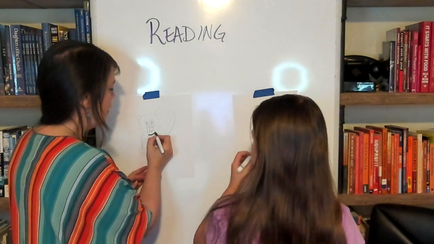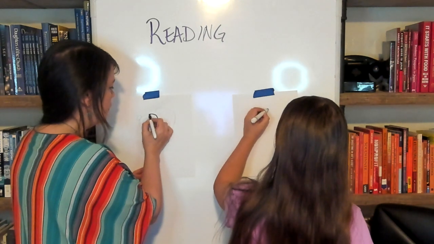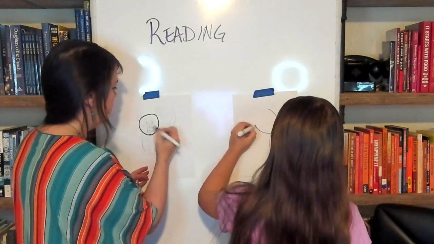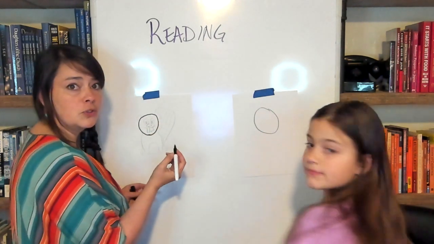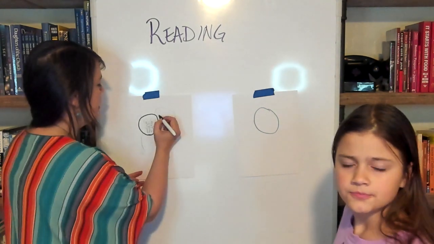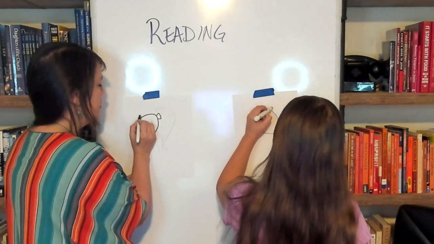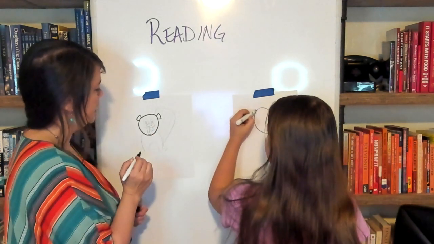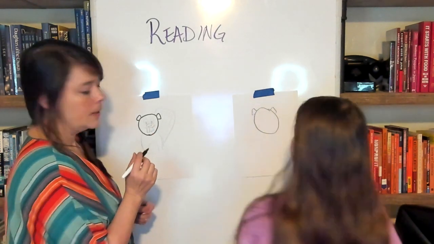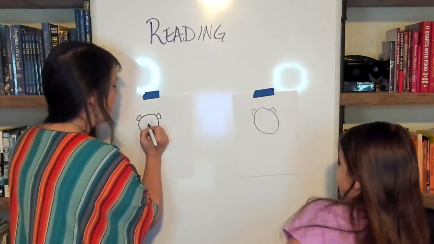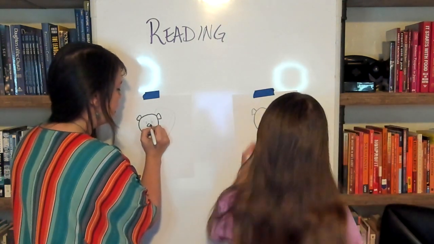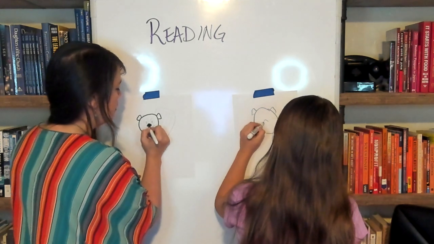Okay, so start with just a circle for the beaver's head. And then I looked at several drawing instructions, and it seems like the beaver's ears aren't quite rounded. They're like a little bit squared, right? And then we make almost like a triangle for the nose. You can color it in.